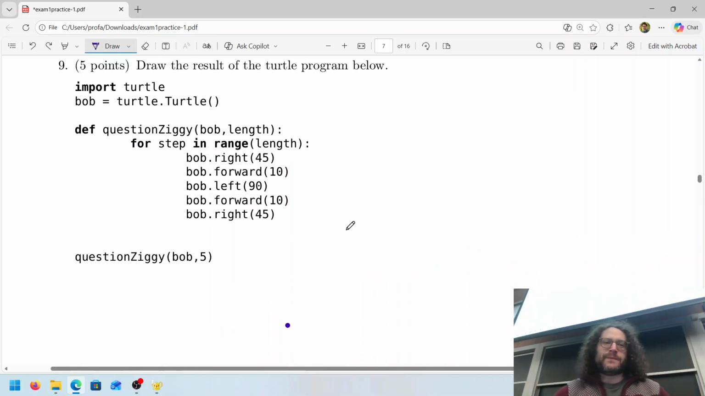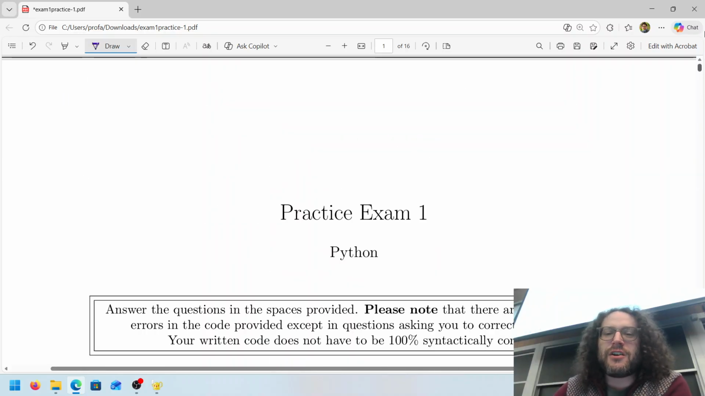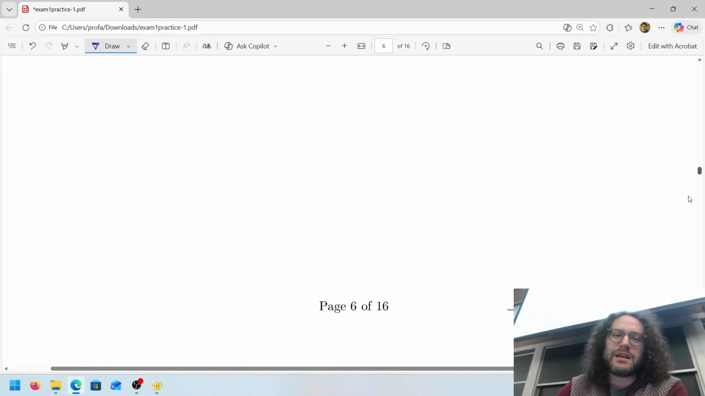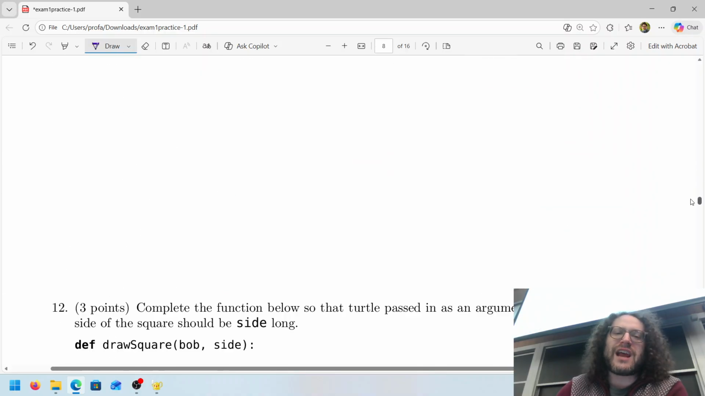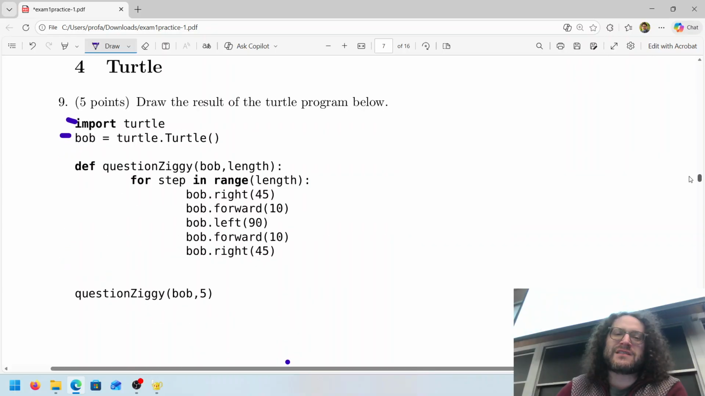Okay, so suffice to say, this will be fairly straightforward. First we have import turtle, Bob turtle. I generally speaking don't try to do trick questions. In fact, I have a disclaimer at the beginning saying, please note there are no intentional errors in code provided except in questions asking you to correct said code. That's just a standard disclaimer. I'm not going to ask you to fix anything in this code, in this exam, but generally speaking, I don't try to ask trick questions. Make sense? Like, oh, it's an error because it's not going to run. No.